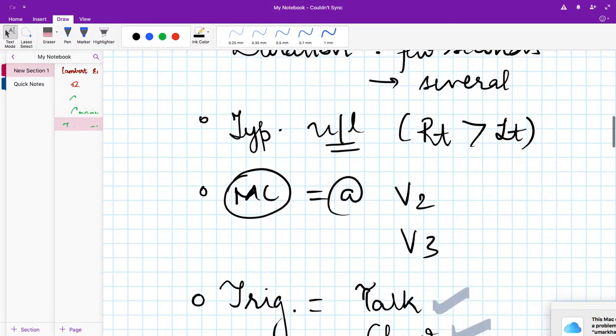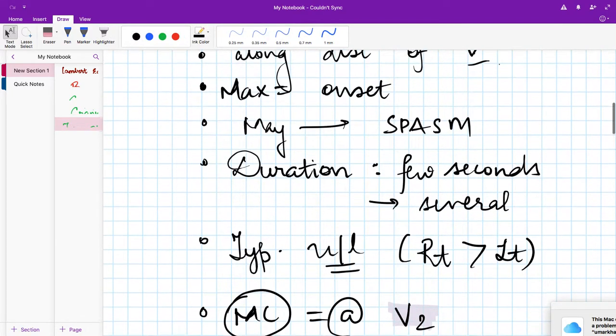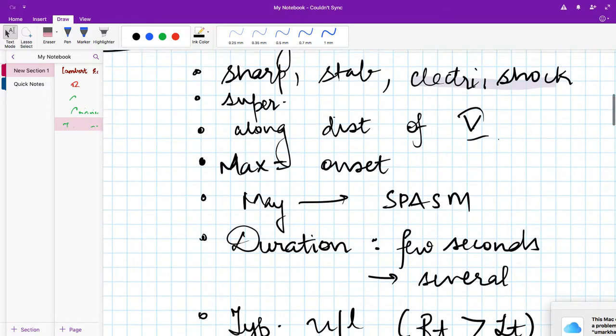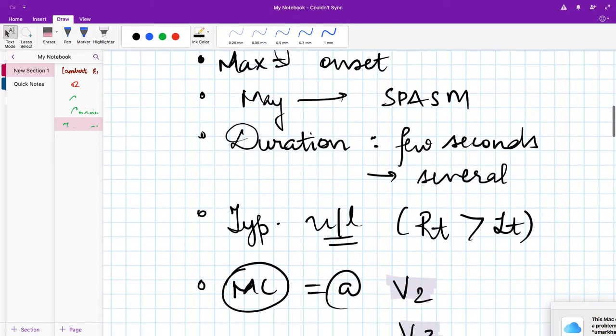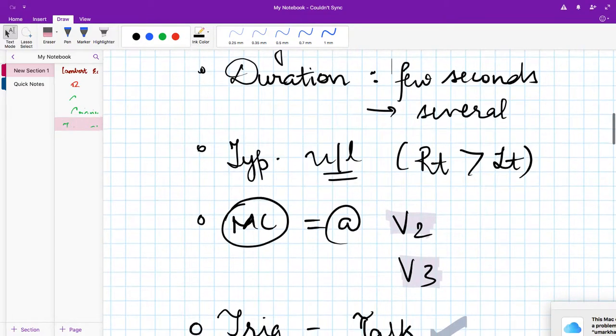Which parts of the fifth nerve most commonly? The 5-2 and 5-3, that means the maxillary and mandibular division. The pain usually occurs in this mandibular and maxillary division of the fifth nerve. The pain is maximum at the onset. Sometimes it's so severe that the facial muscles may undergo spasm. The duration may last from a few seconds, even as low as 1 second, up to several seconds.